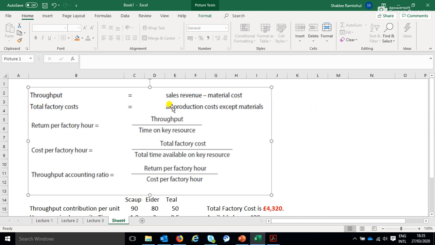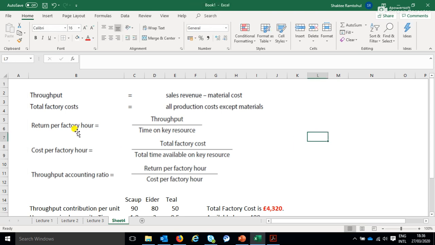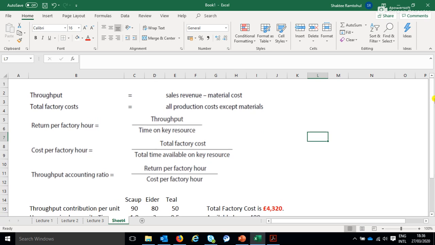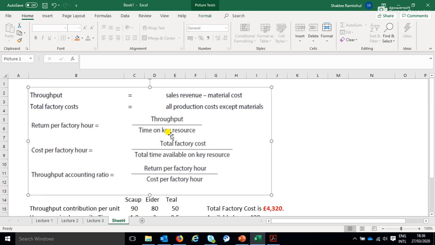Total factory costs are all production costs except materials, because we would have accounted for these in the throughput. And then we're given a couple of ratios down here: return per factory hour, cost per factory hour, and then throughput accounting ratio. Now, I'm going to use the same question to illustrate these formulas, because normally this is what you will be asked to do in the exam.